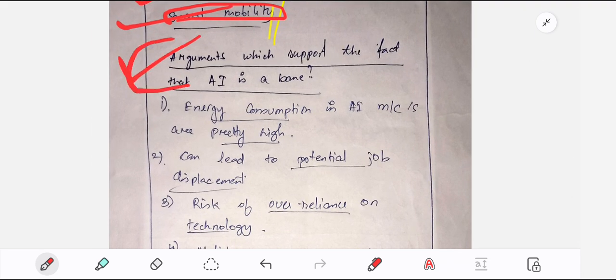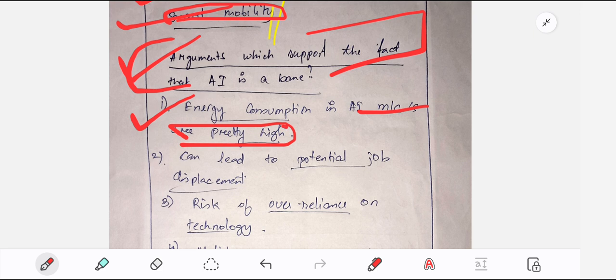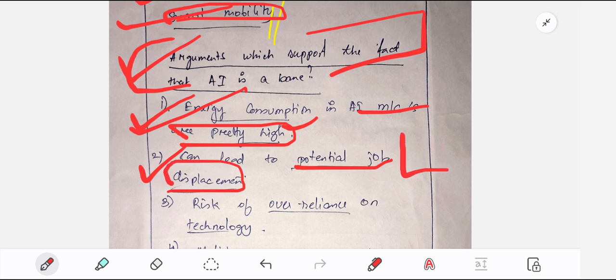So now, arguments which support the fact that AI is a bane. The second point: the energy consumption of AI machines is pretty high. So this is one disadvantage. Then second, it can lead to potential job displacement. Imagine a particular organization. If every work is being fulfilled with the help of artificial intelligence, then what will normal people do? Because AI will replace them, those people will become unemployed. So it can lead to potential job loss.